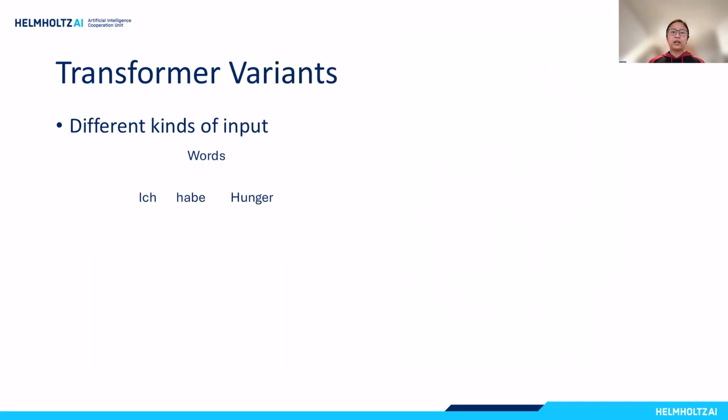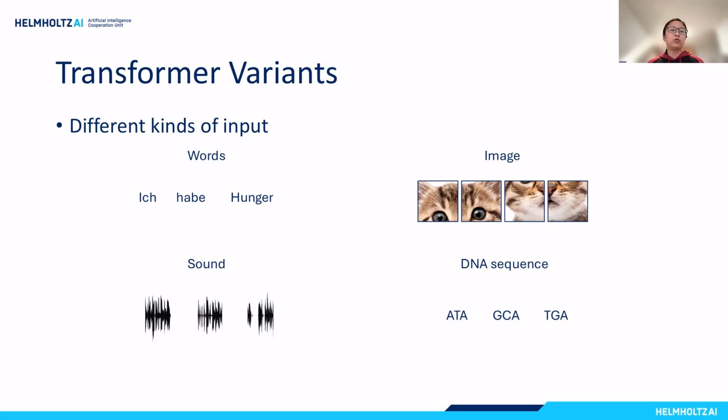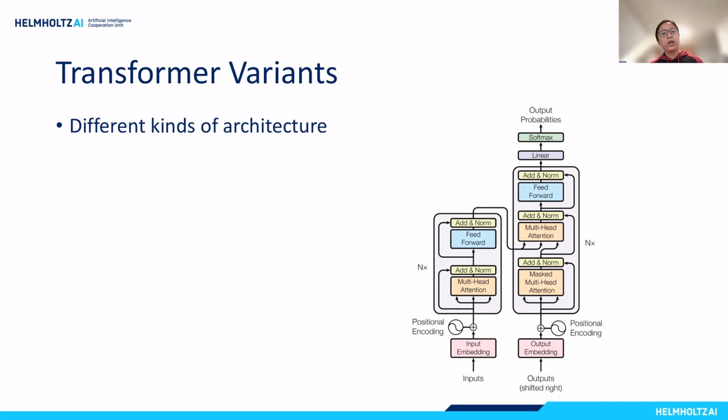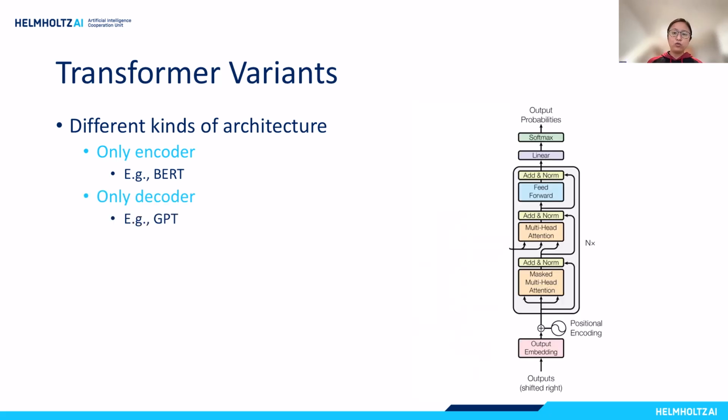There are various extensions of transformer. We can use different kinds of input besides words. If image, the input is image patches. If audio, the input is chunks of sound. If DNA, the input is nucleotide sequences, and so on. Architecture-wise, we can also use only the encoder, like in BERT, or use only the decoder, like in GPT, and we will not go into details of these extensions in this video.